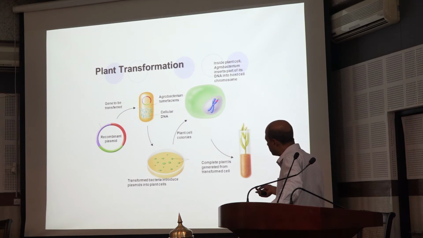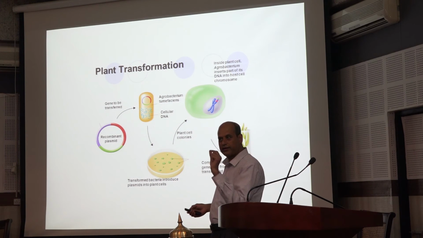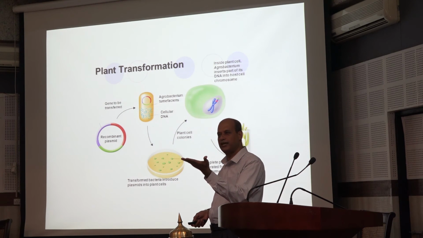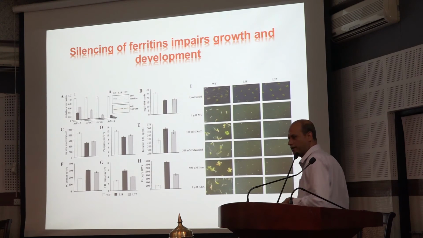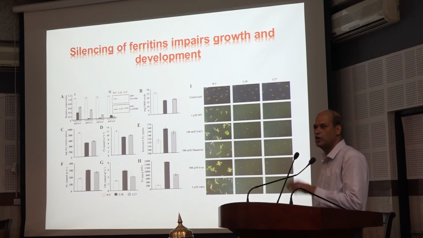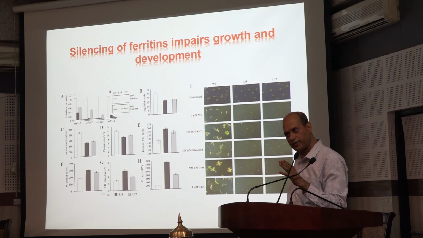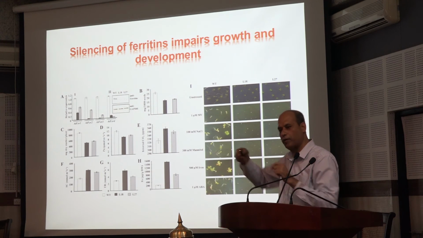now you identify a gene of your interest, you make a recombinant construct, this is the plant part, and you can inoculate the plant with this recombinant construct, and one day you will get a plant that is called a genetically modified plant or transgenic plant. So we did the same thing. Now don't look at these graphs, simply come here. So again we made two things: down regulated ferritin from Arabidopsis, this is the first set, and the second set I will show where we have overexpressed it.